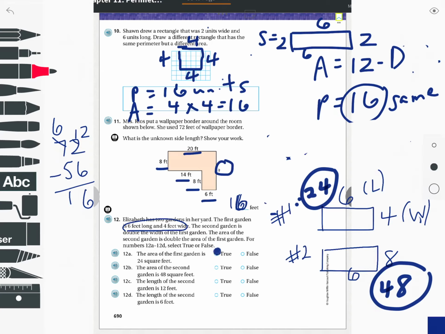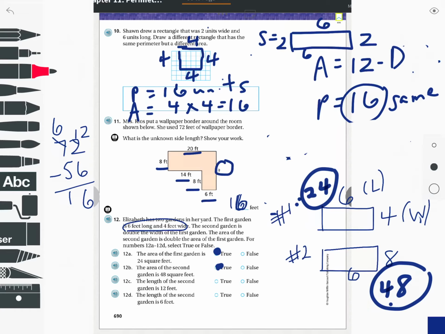I just made a note of this, that actually my book might be different than your book. I'm not sure. My workbook says 24 feet, but this answer says 48. So the area of the second garden is 48 square feet. So I'm going to say true. That is true. Here's my second garden. If yours says something different for 12B, then it has to be false.